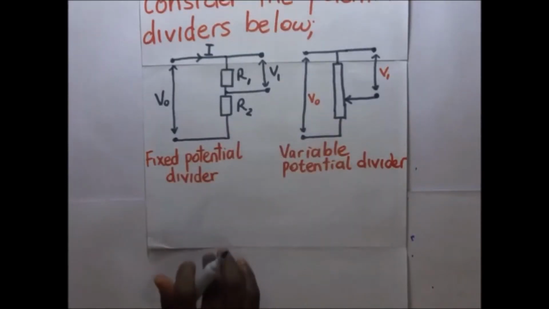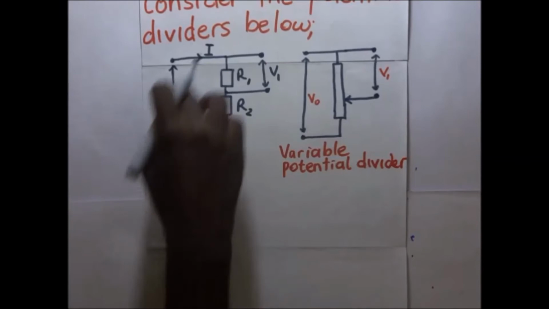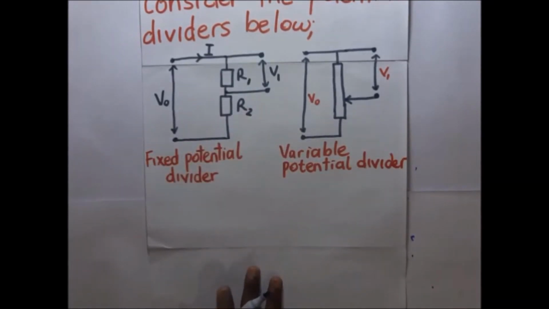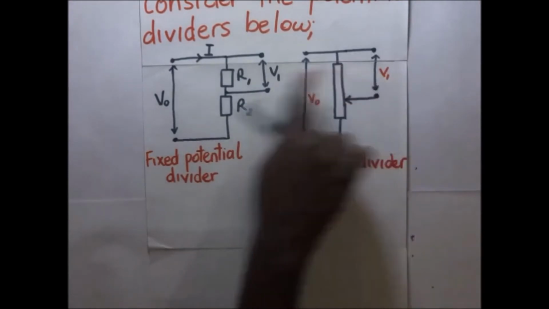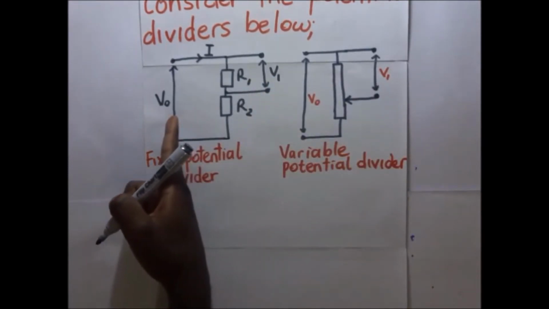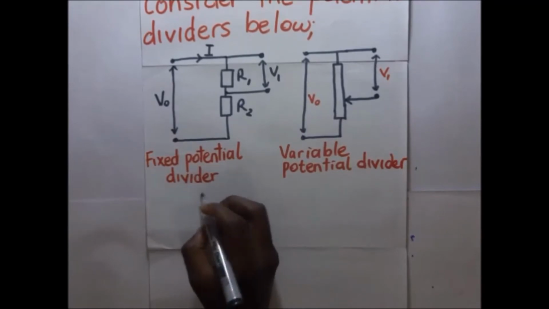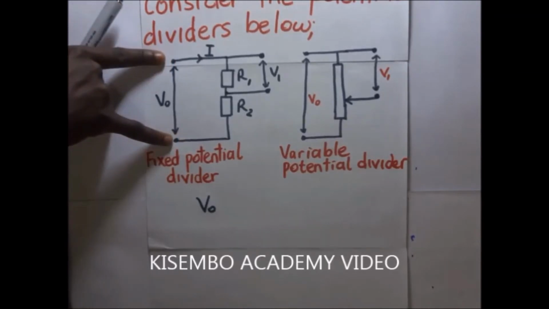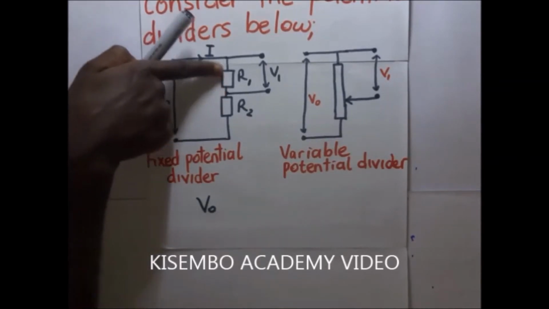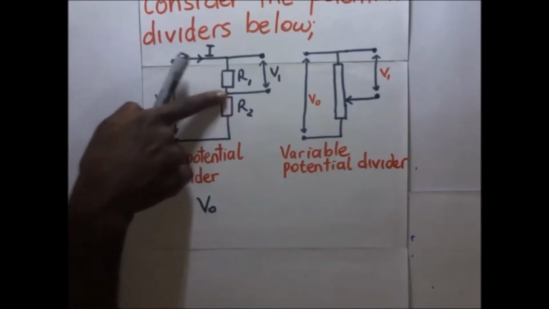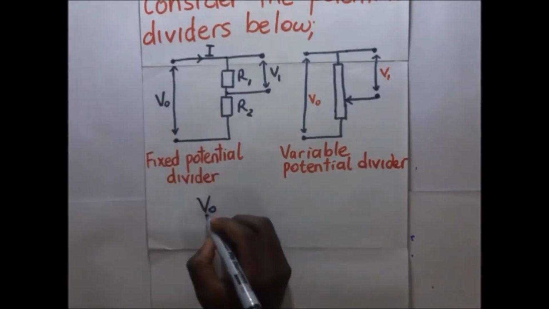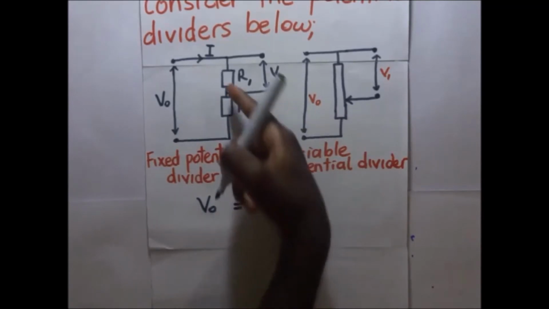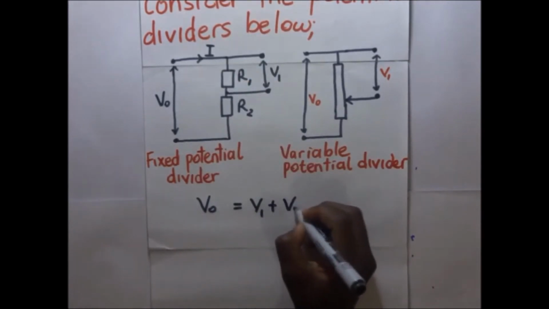So looking at these two potential dividers, we are going to find out the amount of current that is going to go through them. After getting the amount of current that is going to go through these potential dividers, we are able to establish how exactly we get these output voltages. Now, this is the input voltage V0. Input voltage V0 is going to be equal to the voltage across this resistor plus the voltage across that resistor. So the voltage here is going to be equal to the voltage across resistor 1 plus the voltage across resistor 2.